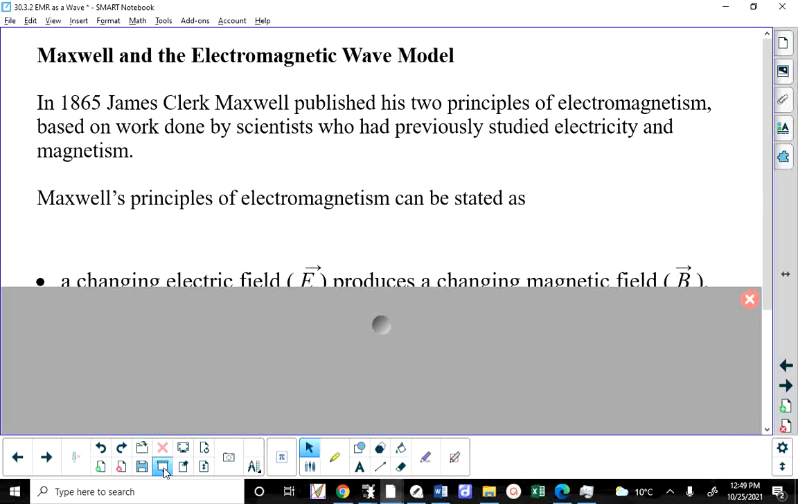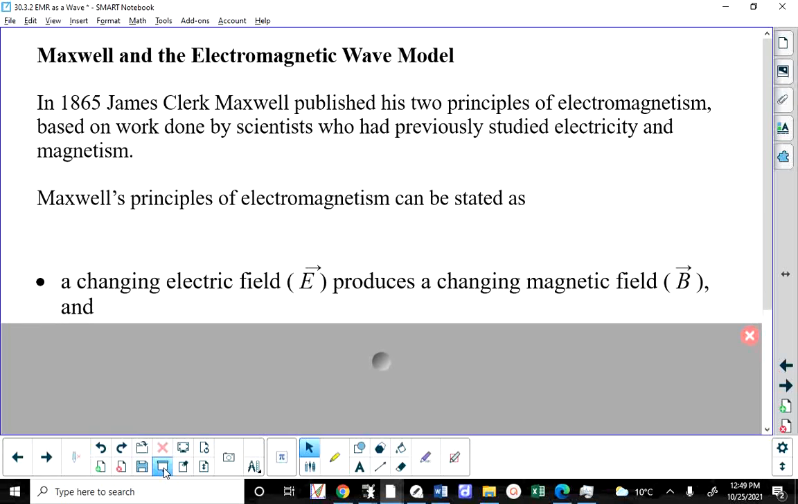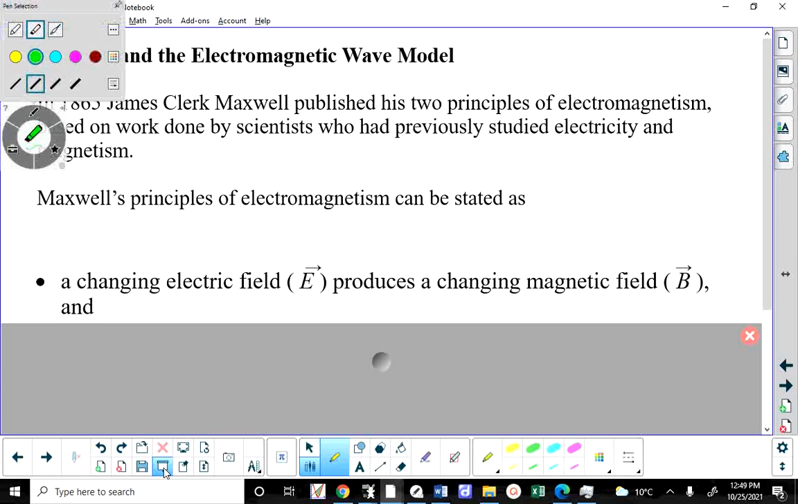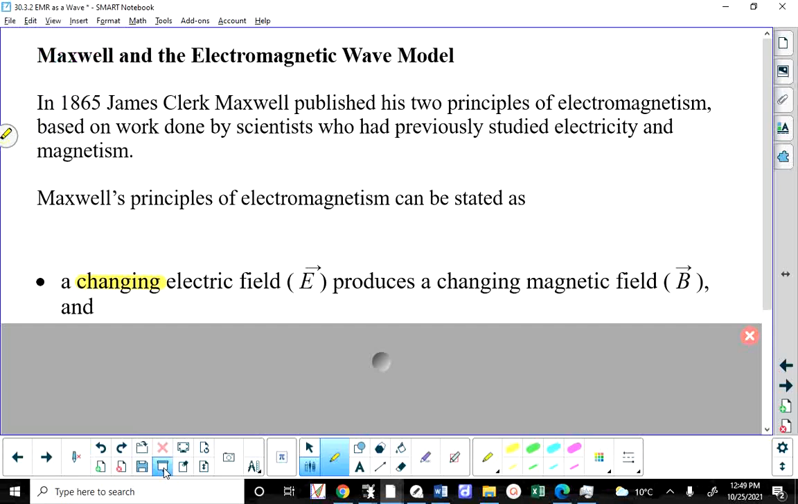The first principle of electromagnetism that he published says, if you have a changing electric field, the key word is changing here, if you have a changing electric field, it will produce a changing magnetic field. So what's a changing electric field? Well, if you just had a charged particle sitting there in space, that's not a changing electric field. It has to be in motion.